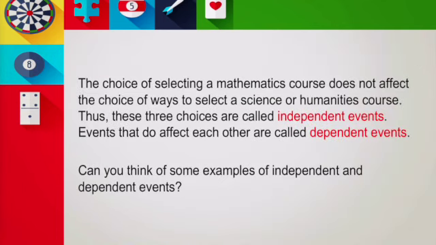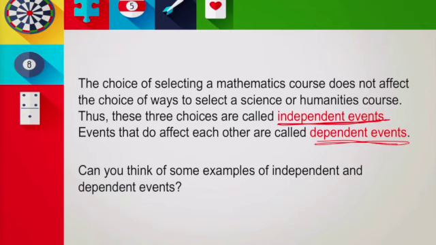The choice of selecting a mathematics course does not affect the choice of ways to select a science or humanities course. So these 3 choices are independent events. That means that choosing one thing does not affect the probability of the second thing. Events that do affect each other are called dependent events. So try and think probabilistically of some examples of independent and dependent events.